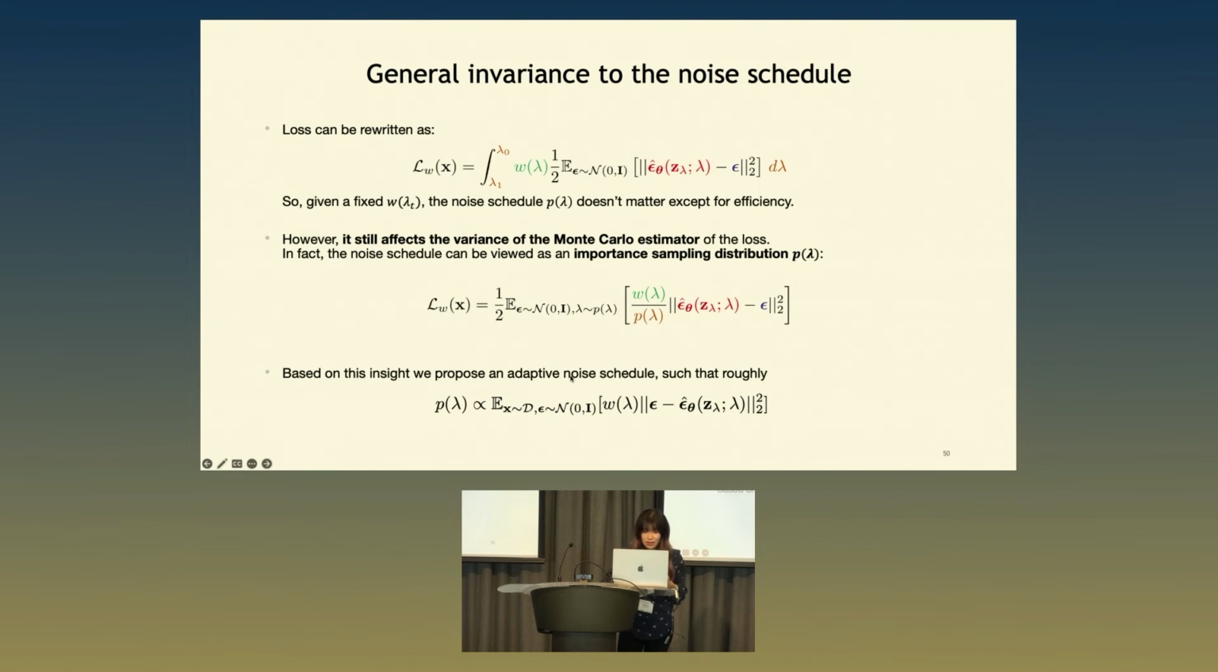So based on this insight, we propose an adaptive noise schedule where, through the training process, we make this P lambda approximately proportional to the weighted loss. In this way, we can make sure the loss is spread evenly over time. And empirically, we find it works pretty well, and it also speeds up the optimization process.